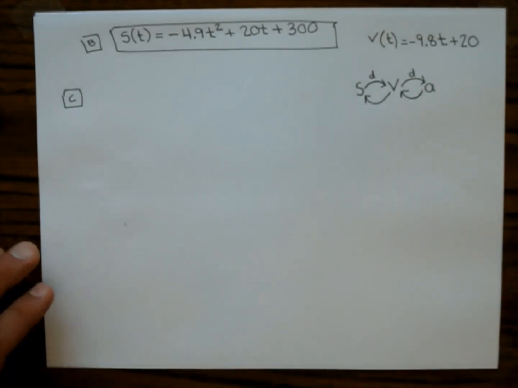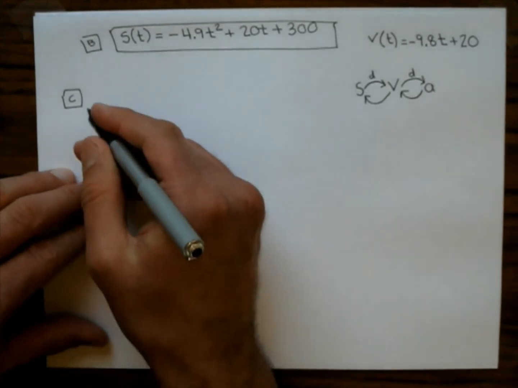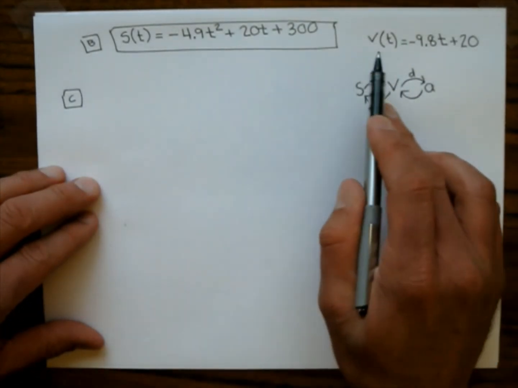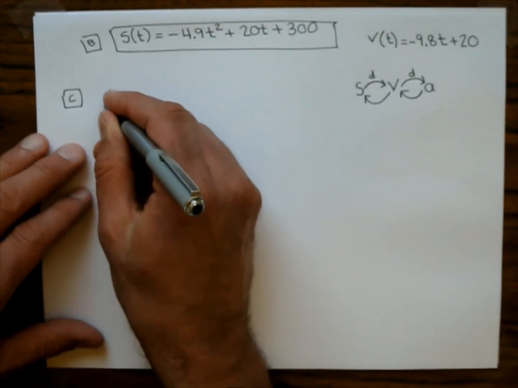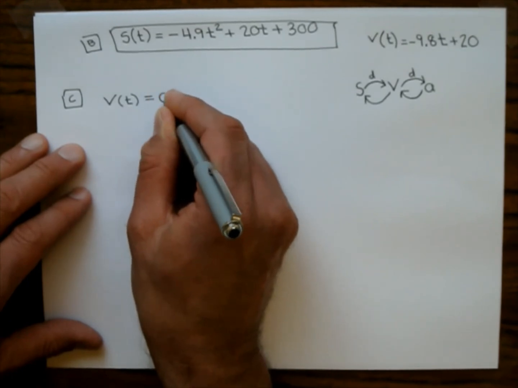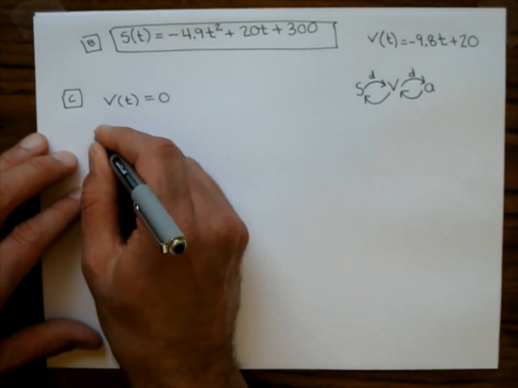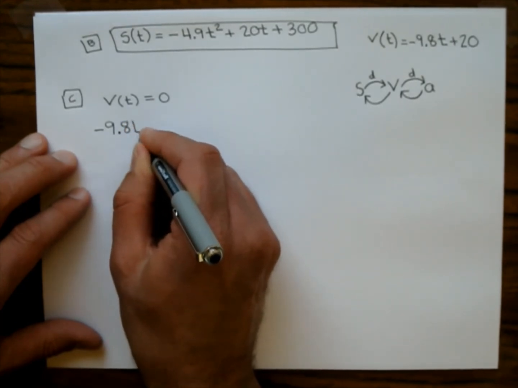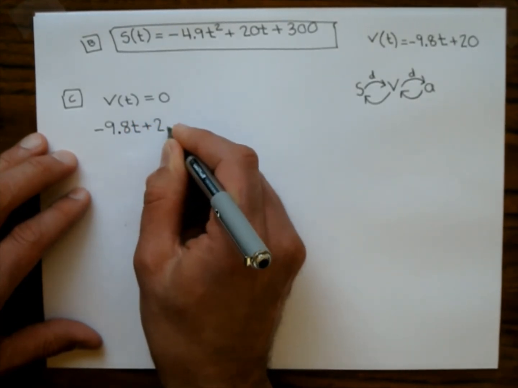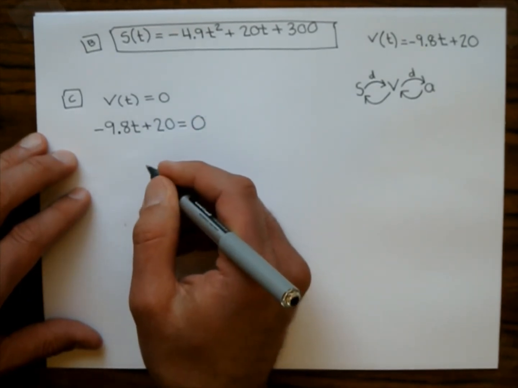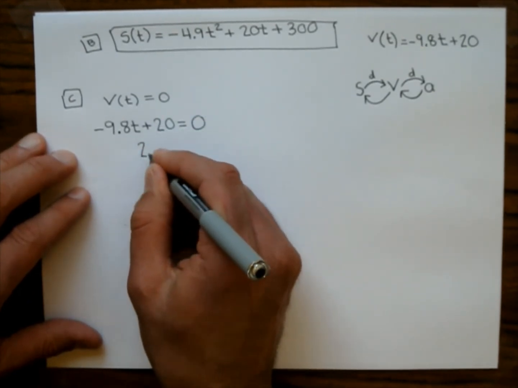So let's go ahead and find the time when the object reaches its highest point. We said that's when the velocity is 0. So that's when v of t equals 0. So that's when negative 9.8 t plus 20 equals 0. Add 9.8 t to both sides.